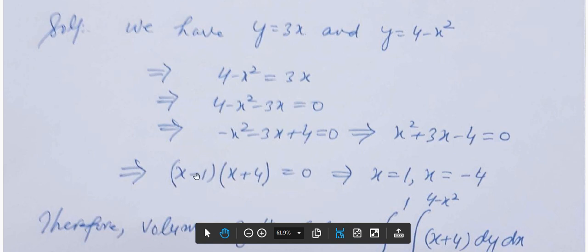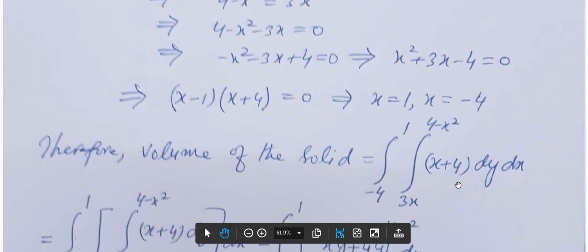So x minus 1 can be equal to 0, or x plus 4 can be equal to 0. So from that you can get the value of x is equal to 1, or the value of x is equal to minus 4. So therefore, for the volume of the solid, your x varies from minus 4 to 1, and your y varies from 3x to 4 minus x squared.